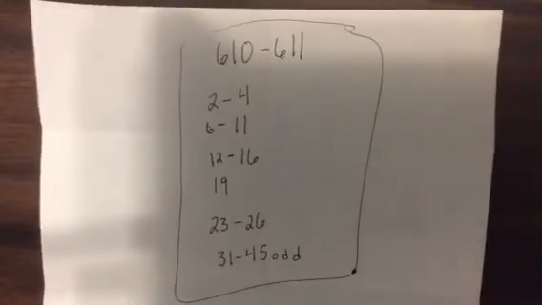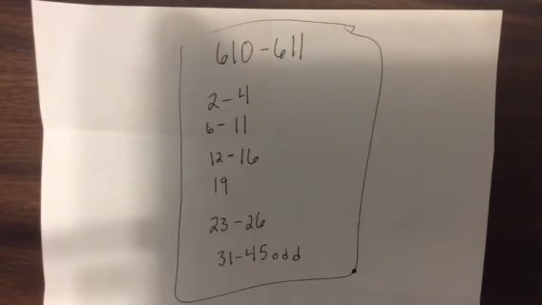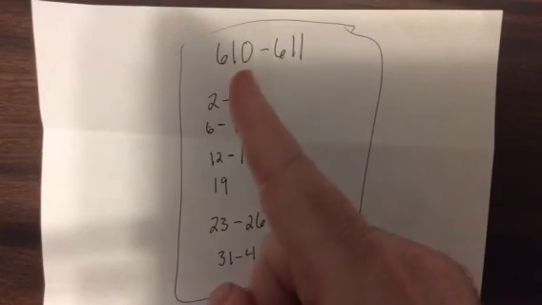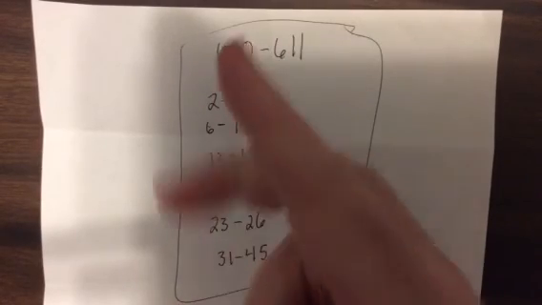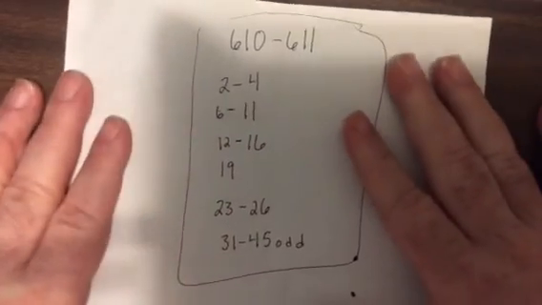Now, your homework. Ta-da! Here's your homework. Page 6, 10, 6, 11, 2 to 4, 6, 11, 12 through 16, 19, 23 to 26, and 31 to 45 odd. A little bit longer than normal, but if you really search your memory, homework has not been that long this semester. But you have till Wednesday, Sunday, Monday, Tuesday, so Wednesday.